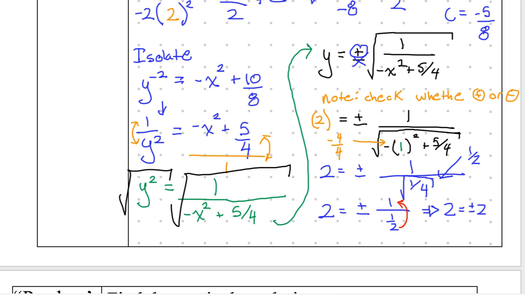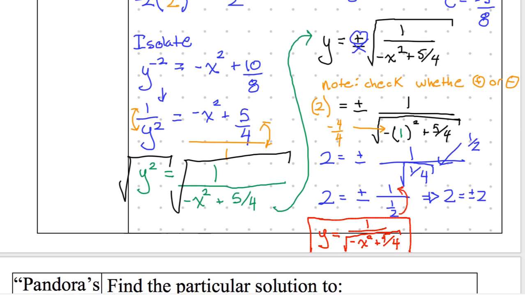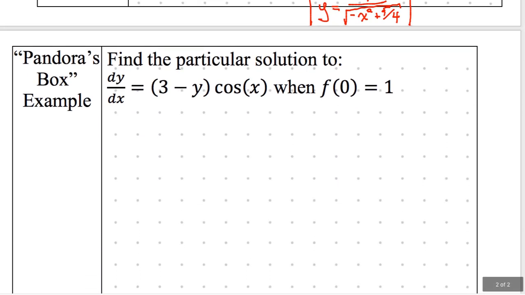Your full answer is y, and let me see if I can rewrite this nice and tiny down here. Your full answer is y is equal to positive 1 over the square root of negative x squared plus 5/4. That's square rooted. That is your final answer. Box it. You actually found a final answer, which is very, very hard to find. Anyway, it's the same thing, but down here with a positive. Whew. All right, let's do a Pandora's box example. This is even harder, in my opinion.